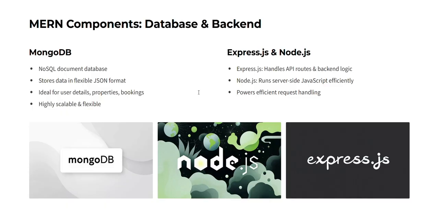So next is moving on to the MERN components, databases and backend. MongoDB is a NoSQL document database that stores data in a flexible format. It is ideal for applications like Homely Hub because it works well with dynamic data such as user profiles, properties, booking details, and reviews. Express.js provides backend routing and server logic. Node.js executes JavaScript on the server, allowing high speed processing and handling multiple requests efficiently. So together they form the backend engine of the project.